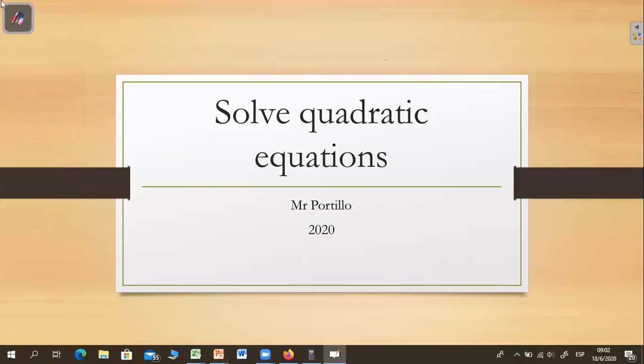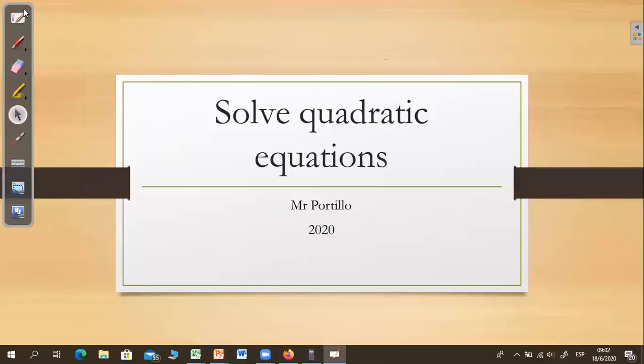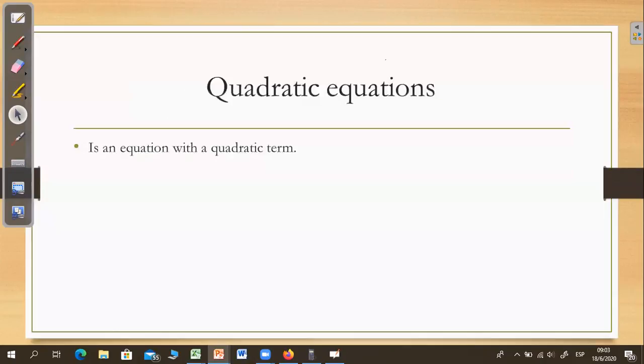There is the other method we conclude, and it was the greatest, sorry, not the greatest common factor, the difference of two squares method. But right now we're gonna see how those methods can help us in order to conclude the solution of one quadratic equation. But let's talk about a quadratic equation. Any quadratic equation is an equation that contains a quadratic term.